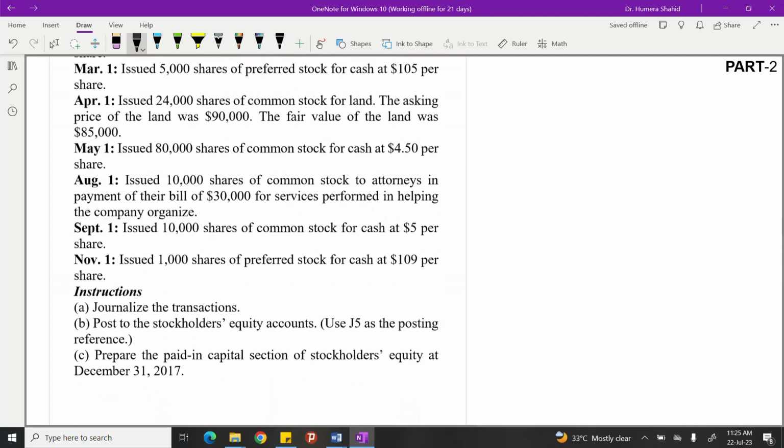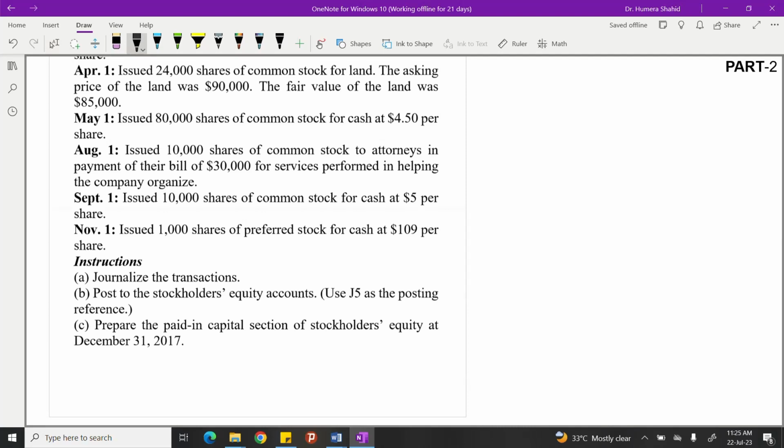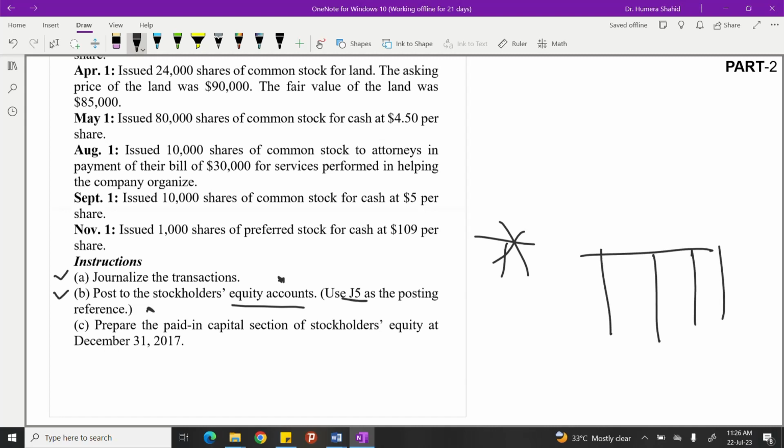We will read the transactions, but let's see what we are supposed to do. Part A says journalize the transactions. Part B says post to the stockholders' equity accounts only, no need for cash and other accounts, and use J5 as the posting reference. Because the reference is given, I cannot use T accounts. I need to properly make ledger accounts, because I have a reference as well.